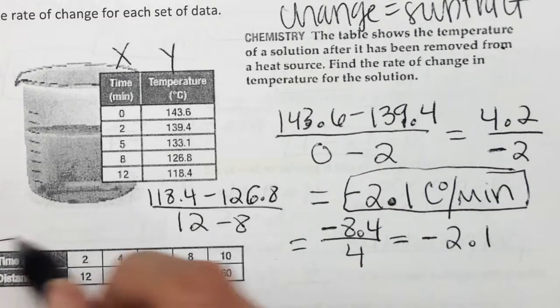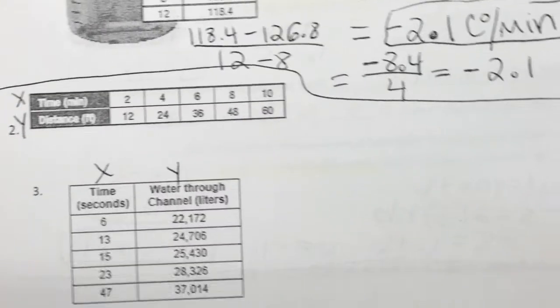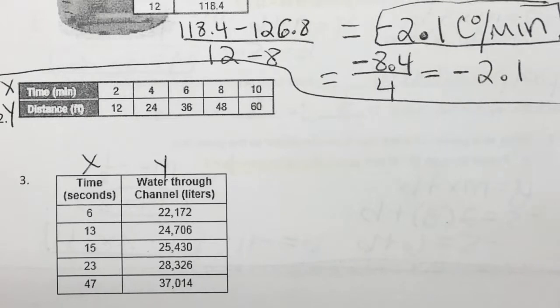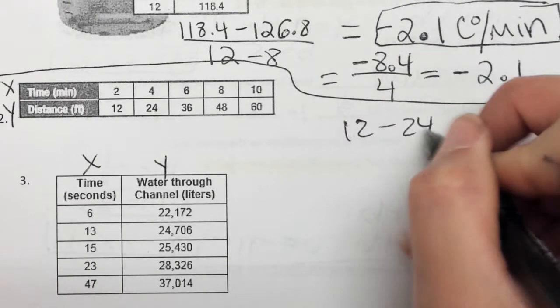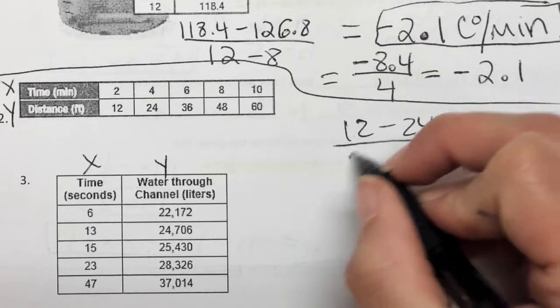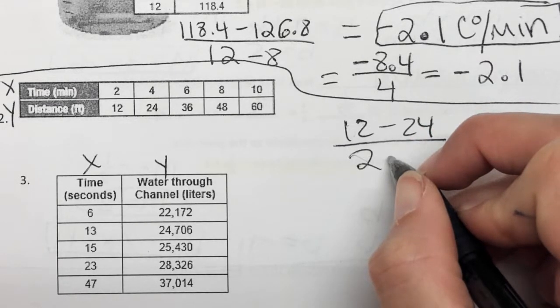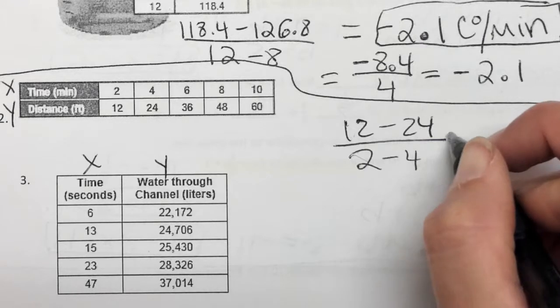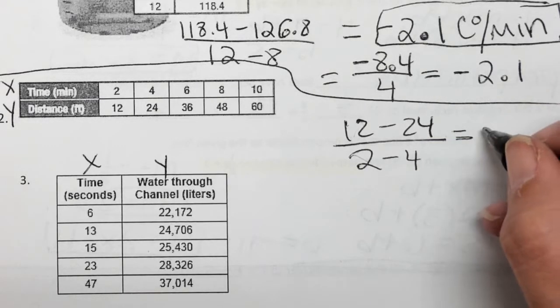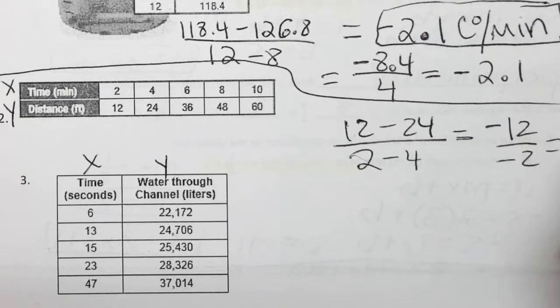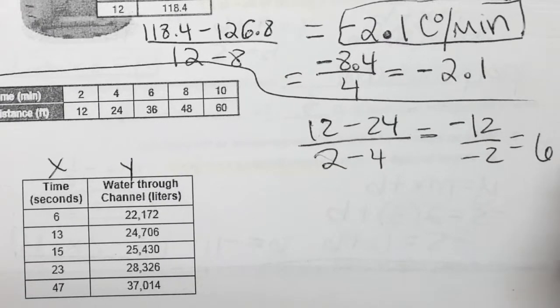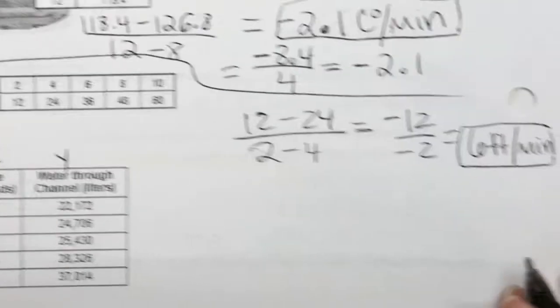Okay. Let's do the next one. So Darian, give me two y values. 12 and 24. Alright, so 12 minus 24. Tell me what goes beneath them. 2 and 4, so 2 minus 4. Tell me what 12 minus 24 is, anybody? Negative 12 on the top, negative 2 on the bottom. So our rate of change is 6 what? Feet per minute. Good. Any questions?